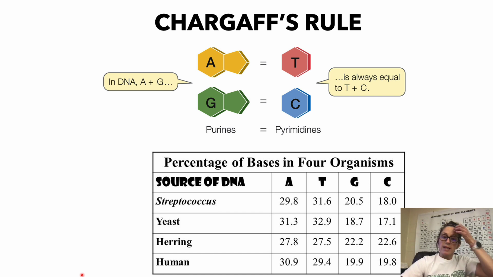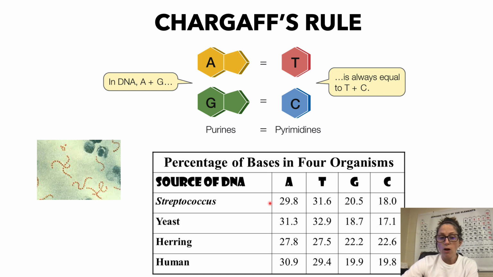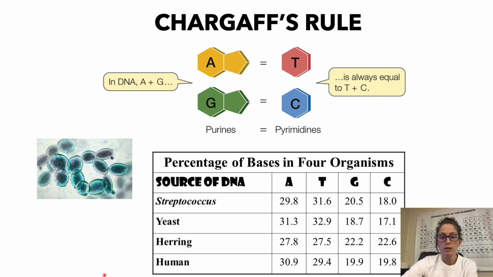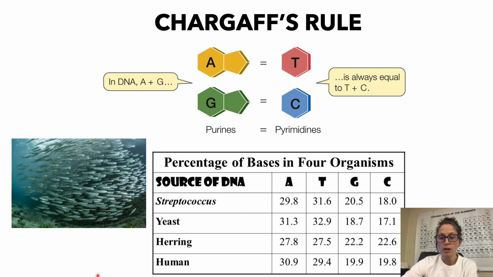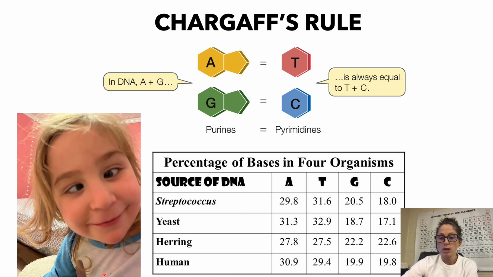Let's look at some percentages of bases in different organisms. If we look at Streptococcus, you have almost the same amount of A's and T's and almost the same amount of G's and C's. Similarly for yeast, we have about the same amount for A's and T's, similarly for G's and C's. Same is true for herring, 27-ish and 22.